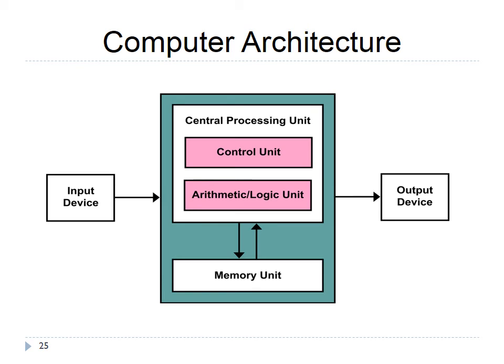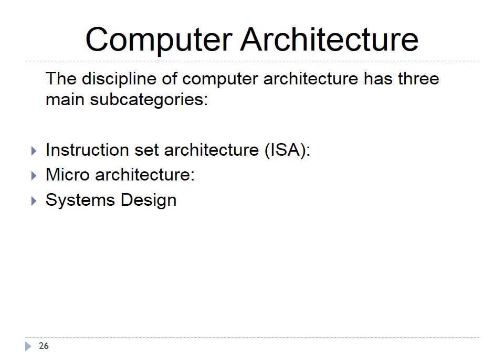In computer engineering, computer architecture is a set of rules and methods that describe the functionality, organization, and implementation of computer systems. Some definitions of architecture describe it as the capabilities and programming models of a computer, but not a particular implementation. In other definitions, computer architecture involves instruction set architecture design, microarchitecture design, logic design, and implementation. The discipline of computer architecture has three main subcategories.